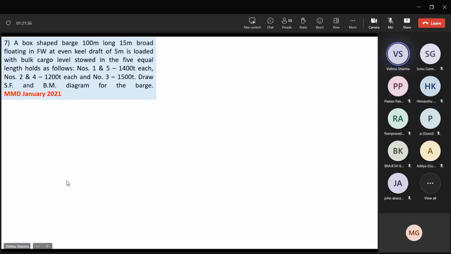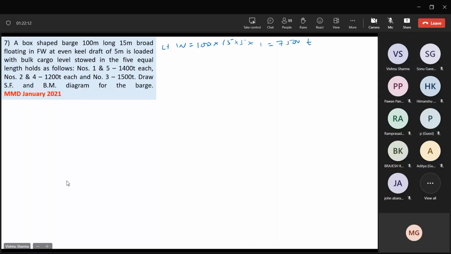A box-shaped vessel, 100-meter long, 15-meter broad, floating in fresh water at even keel draft of 5 meters, is then loaded. So fresh water 5 meters is its light draft. And it is even keel. That means light displacement is uniformly distributed. So the light displacement of the vessel will be equal to 100 into 15 into 5 into freshwater 1. How much does it become? 7,500 tons? Yes, sir.